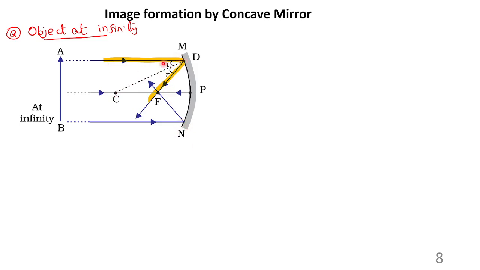If you draw the angular bisector of the incident ray and the reflected ray, it will always meet at C, the center. That dotted line is not so important, but you draw it. It is there in the textbook, so you may draw it. So the image will be at focus. That is my point. Image will be at focus. So the properties of the image I will write here.